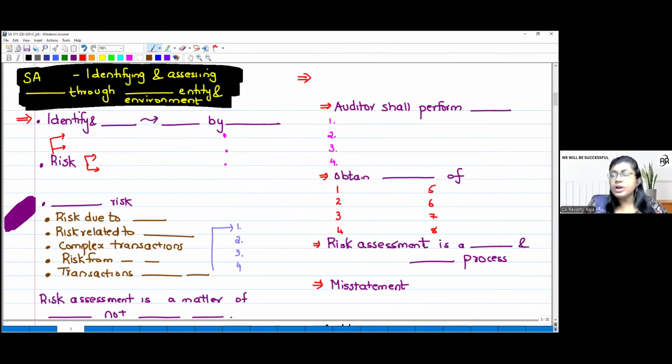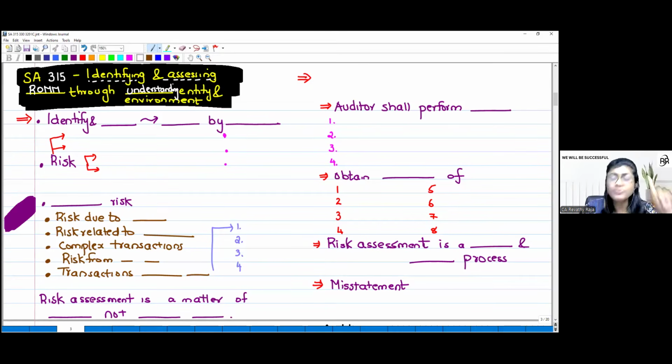So guys, risk assessment, SA 315. Can you say it in one phrase? ROMM. Risk of material misstatement. Very good, Divya. Now, in SA 315, what are you going to do as an auditor? We are going to identify and assess the risk of material misstatement, by understanding the entity and its environment.